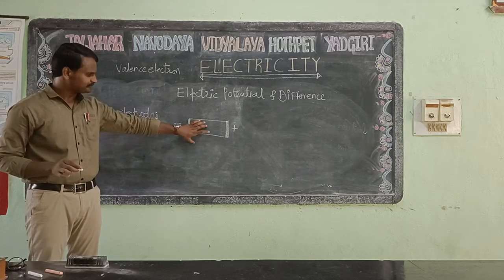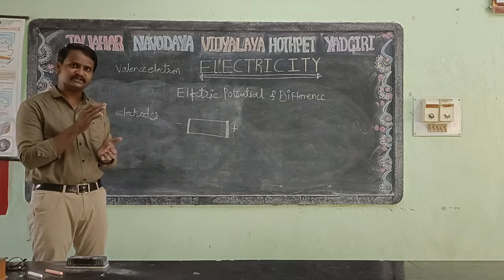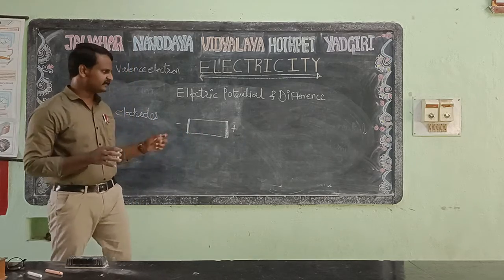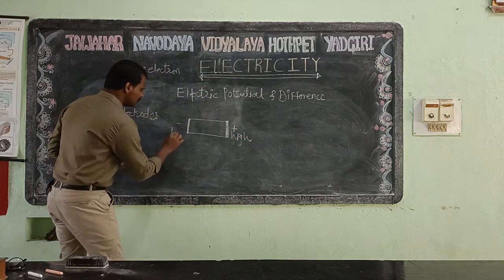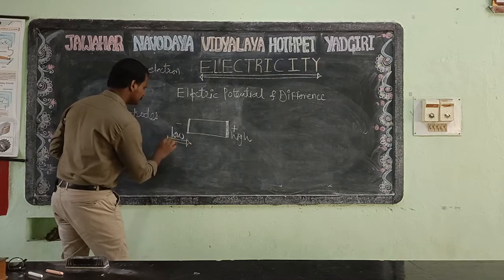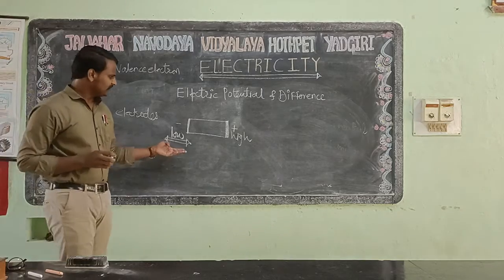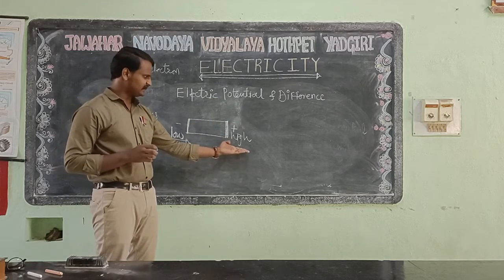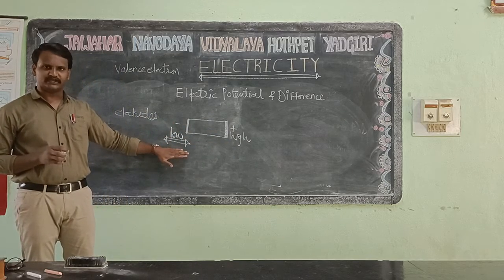Okay, now when this battery is connected with any circuit, it will create a potential difference, because you can see it has a positive and a negative side. We can consider positive as high potential and negative as low potential. Then we have to consider what electric potential is. Electric potential means the difference in the potential. It can be positive and negative, high potential and low potential.